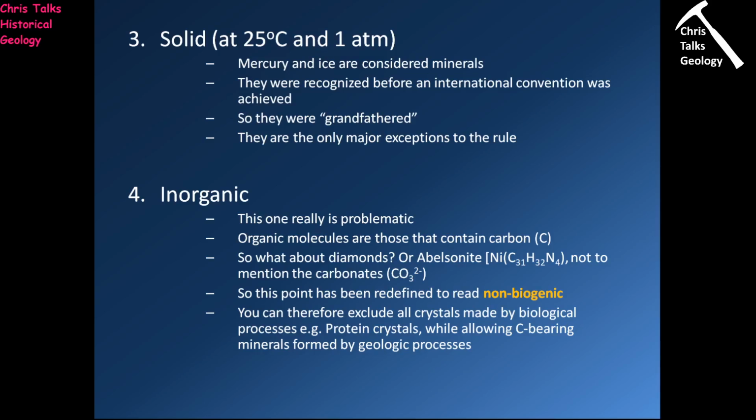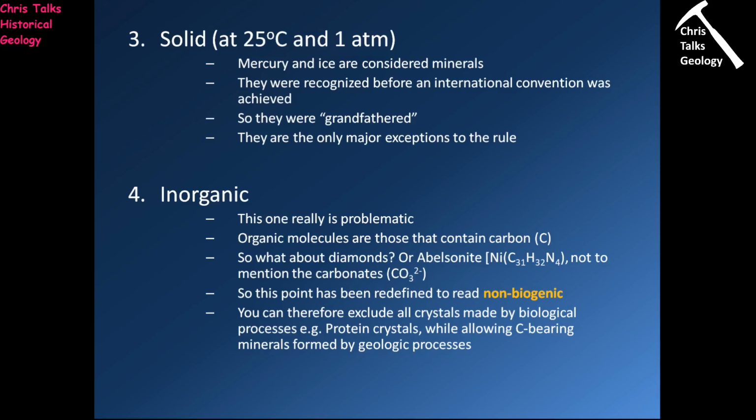Okay, inorganic. This is the really, really problematic one. So in order for something to be considered organic, of course, it has to include carbon. And so that's a bit of a problem. If something includes carbon, it must be considered organic. So the question then becomes, what about diamonds? They're nothing but carbon. What about abelsonite? That contains carbon right here. What about the carbonate minerals? Okay, calcite, dolomite. So we have ourselves a bit of a problem there, don't we?